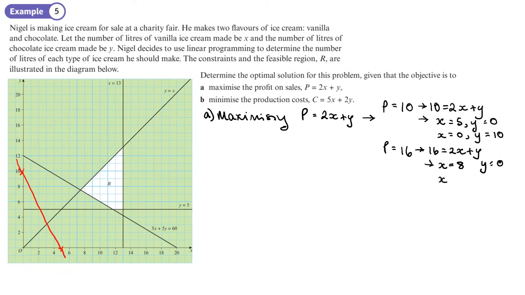And if I made x equal to 0, that would be y equals 16. So I'm just going to plot that on. Okay, so that line's on there. Now, can you see those two lines are parallel? Whatever value I pick for p, I will end up with parallel lines.